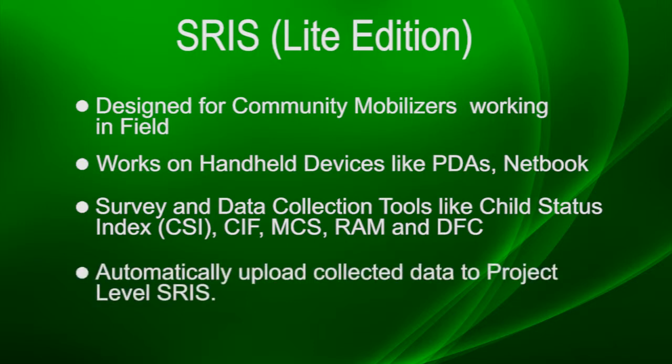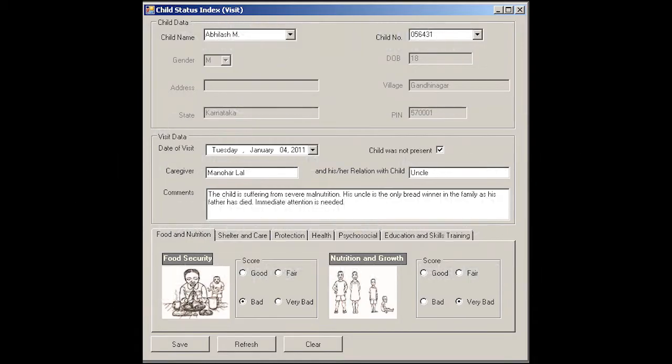This data can be transferred to the project's database using advanced synchronization technologies over the network, which may be local network connectivity or internet cloud, whenever it is available. Now take a look at this child status index form. The intelligent design makes CSI data collection so easy.